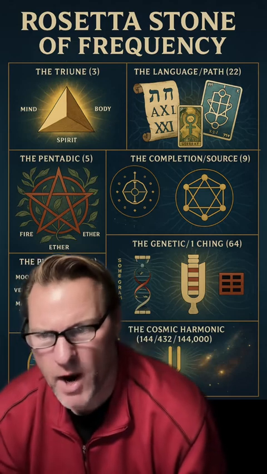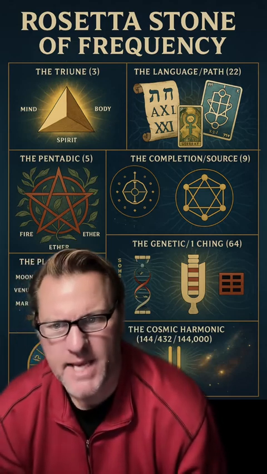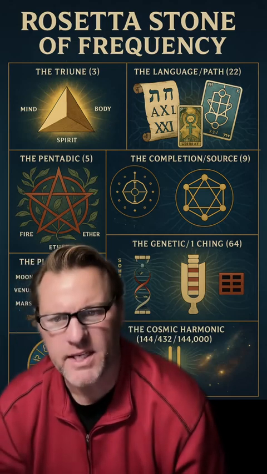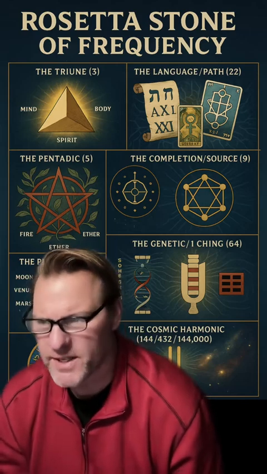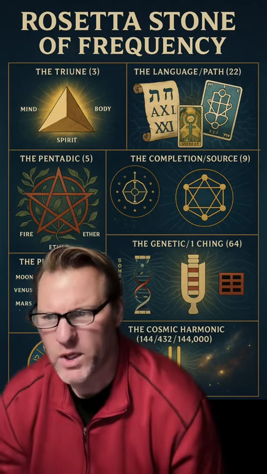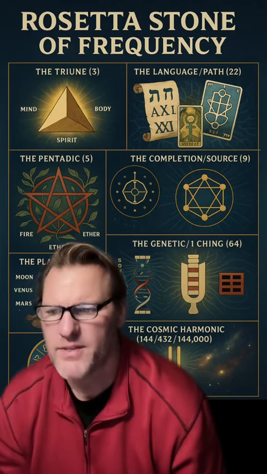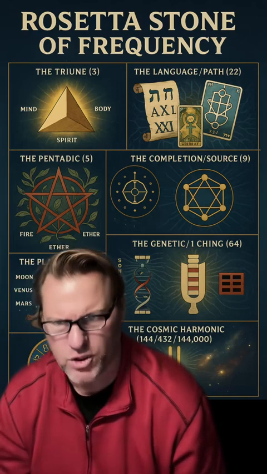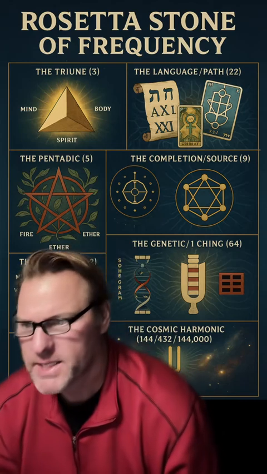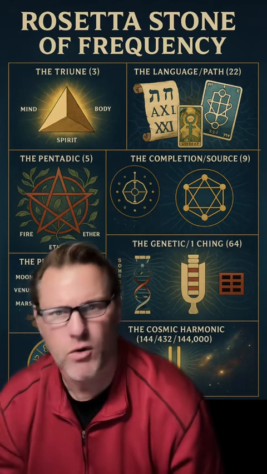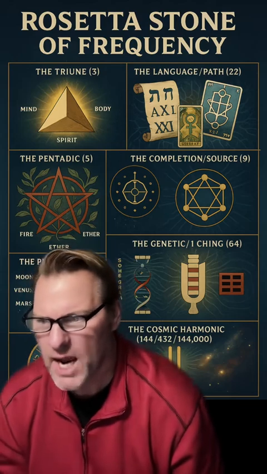The triune gives us balance. The pentad gives us growth. The 7 gives us embodiment. The 9 gives us return. The 12 gives us archetype. The 22 gives us perception. The 64 gives us biology. The 144 gives us cosmic timing. Together they form the Rosetta Stone of frequency. This is how reality is built.